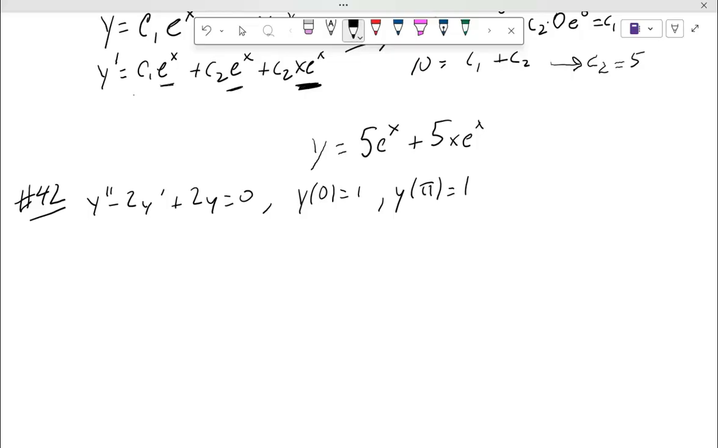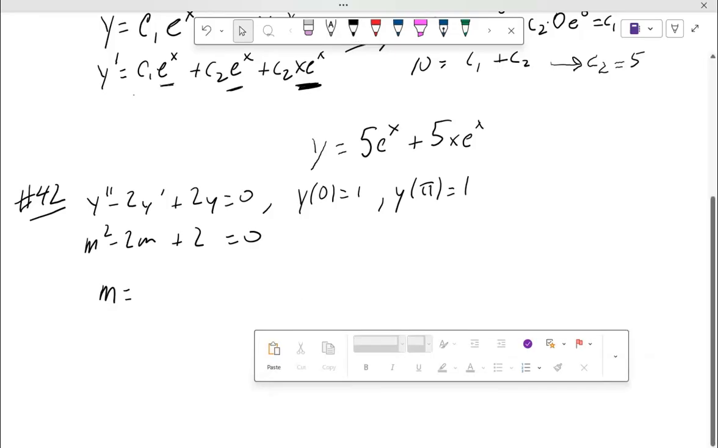Again, what's your characteristic equation here? M squared minus 2m plus 2? Yeah, that's fine. Does this factor? No. So we have to use the quadratic formula instead. I think we had one that looked like this last time anyway. What do we get when we apply the quadratic formula?